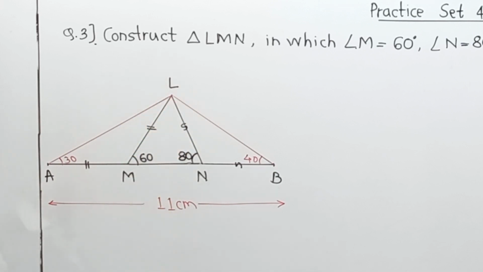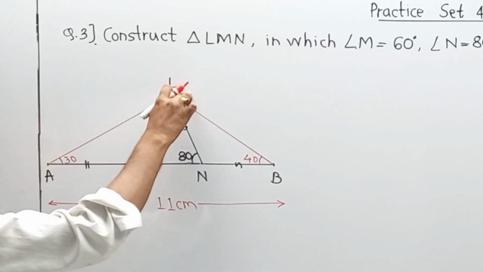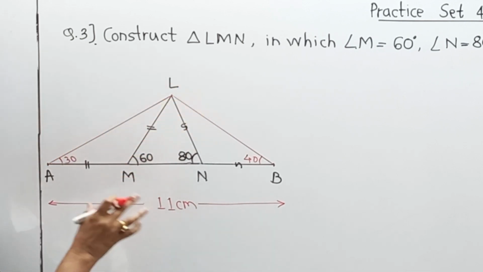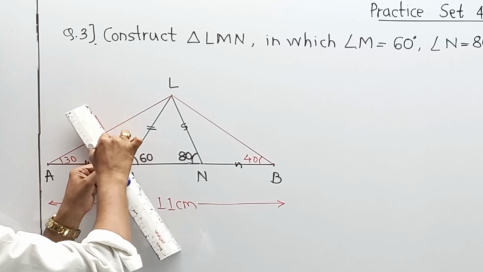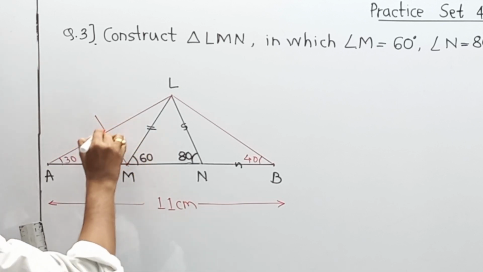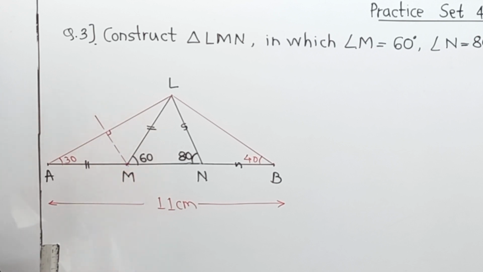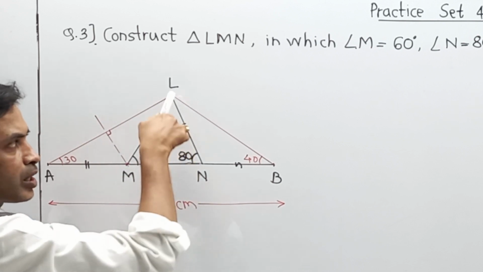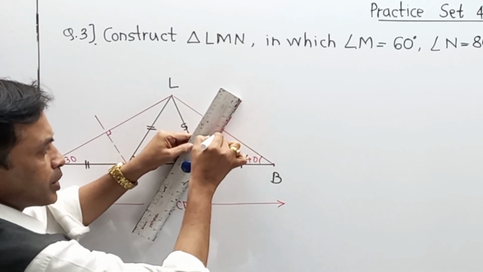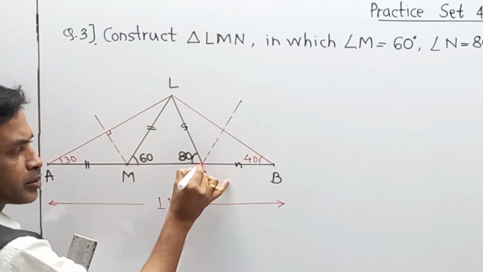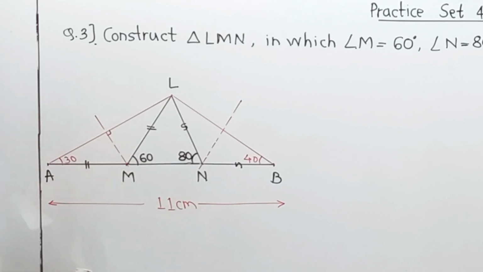From L, our second part will start. You have to draw a perpendicular bisector on AL. Definitely it is a rough diagram. This perpendicular bisector automatically joins at a particular point, and that is nothing but point M. And on LB, you are going to draw another perpendicular bisector over here, and it gets joined, and this point is nothing but N.